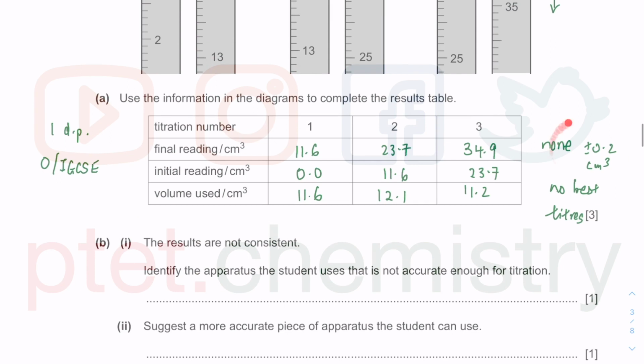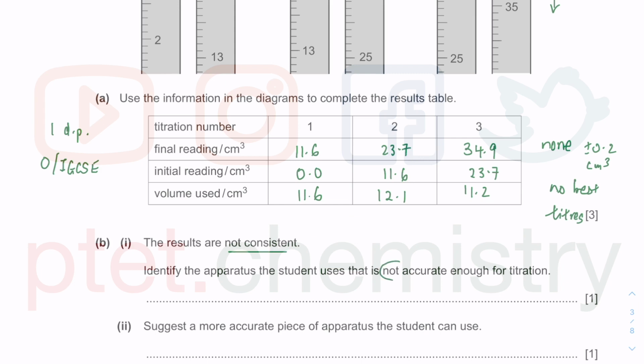So this is the maximum accepted margin of error for all level IGCSE titrations. So this student hasn't gotten anything at all. So these are called not consistent.